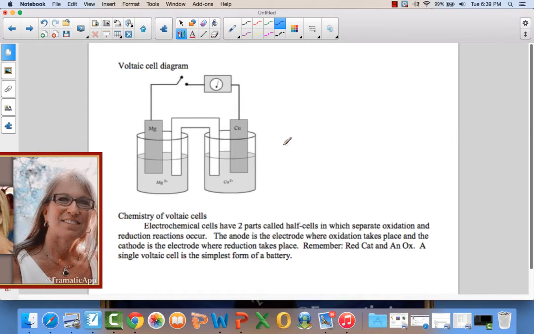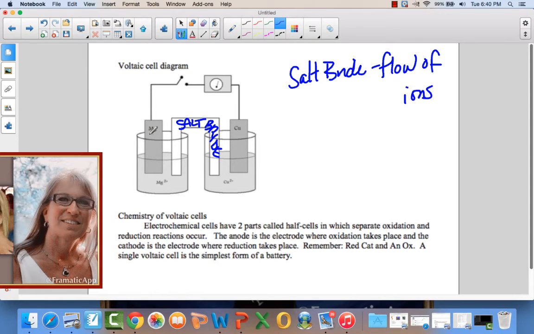Alright, we're going to talk about two types of cells. This is called a voltaic cell diagram. How do you know it's a voltaic cell? Because it has a salt bridge. You have to know a couple of things. First of all, salt bridge is flow of ions. Do not tell me electrons. Electrons flow through the wire. So electrons flow through the wire.